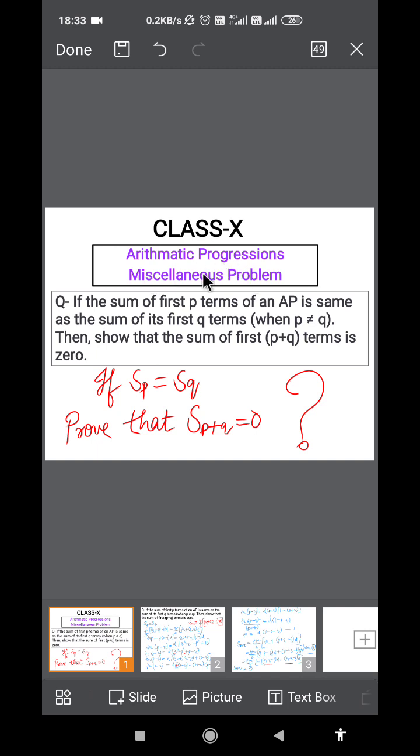It's a miscellaneous problem based on arithmetic progressions. It says that if p is not equal to q, then the sum of first p terms is equal to the sum of first q terms. And if this is so, then prove that S_(p+q) is equal to 0. That means the sum of first p plus q terms is equal to 0. Alright, so let's do it.